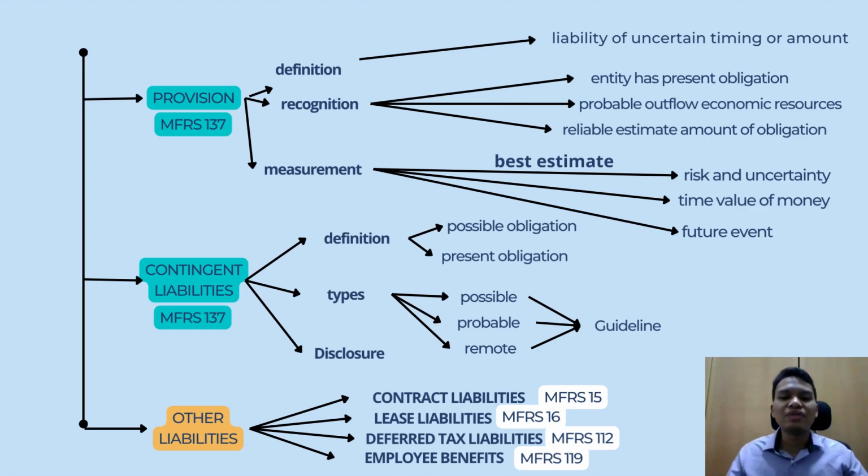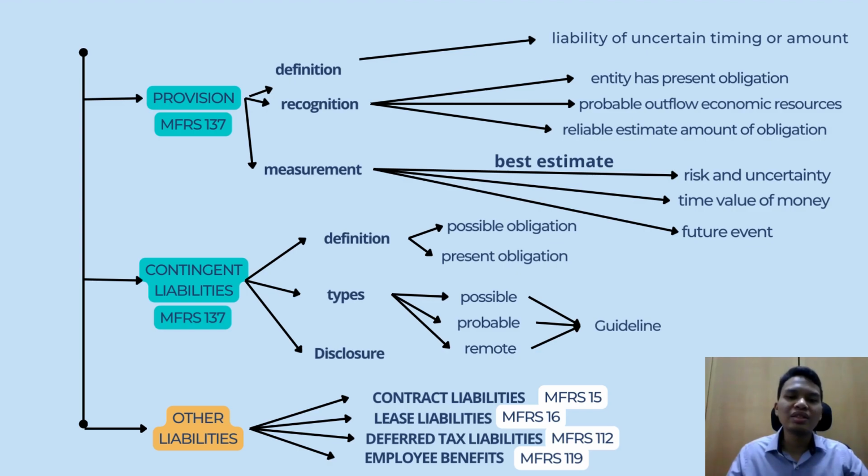Other than that, we have discussed about contingent liabilities, which is related with MFRS 137, where the definition of contingent liabilities is related with possible obligation or present obligation. We also have discussed the types of contingent liabilities, which are possible, probable, and remote. Also, the guideline for those types.